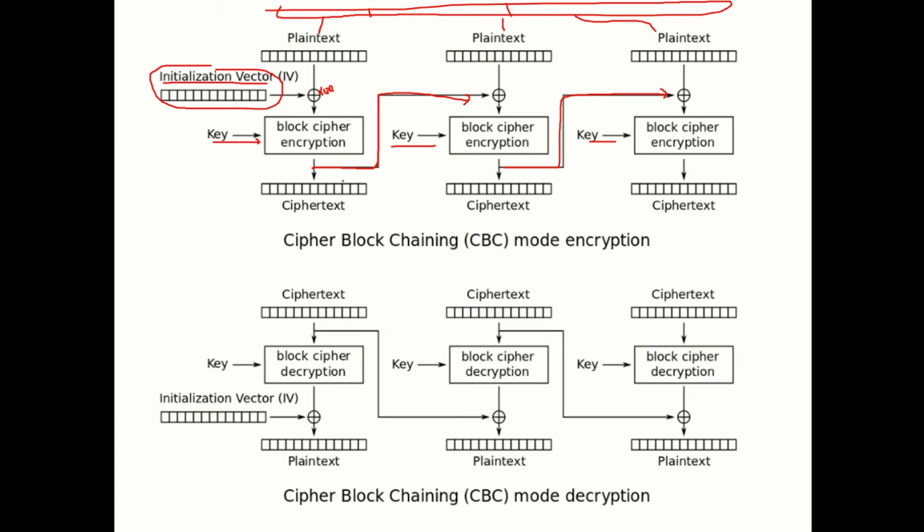In ECB, it just goes from plain text with the key and you produce the ciphertext. The plain text goes in, and the second one is separate.